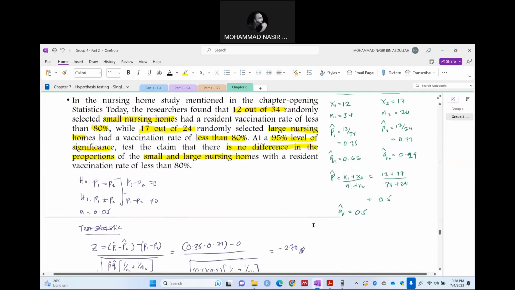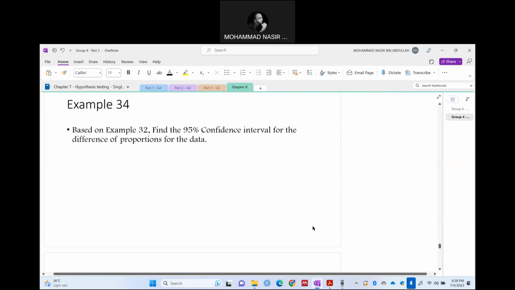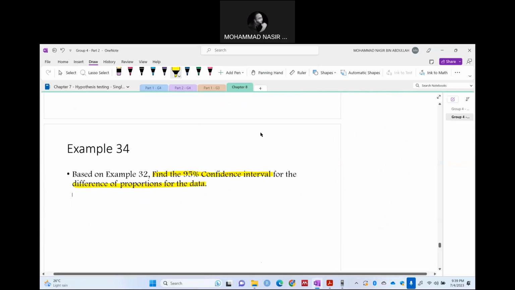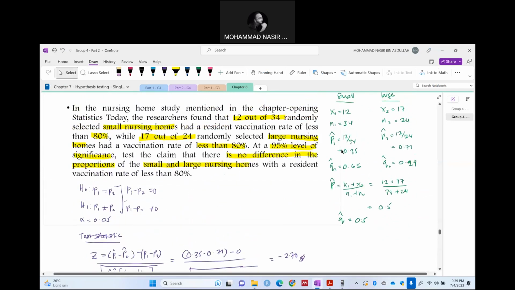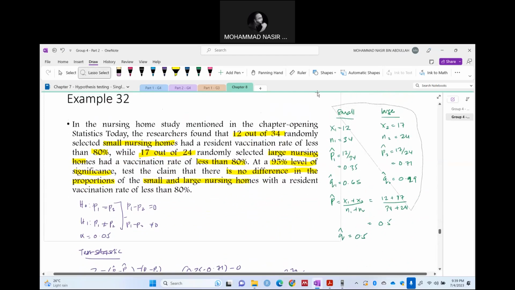I think this is example number 32, right? So now let's look at example number 34. This is the last example for today. Based on example number 32, we want to find the 95% confidence interval for the difference of proportion of the data. So first step, let me copy all the information.